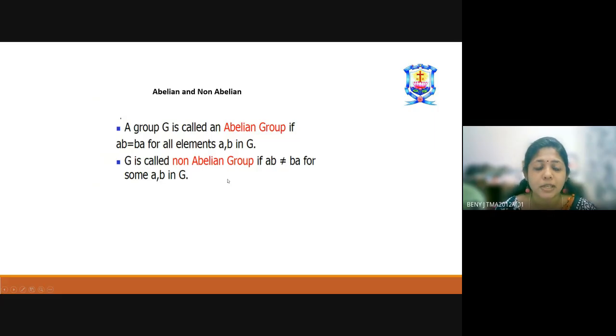Abelian and non-abelian. A group G is said to be abelian if it satisfies the condition that AB equals BA for all elements A, B belonging to G. This is for multiplication. If it is under addition, then A plus B equals B plus A. If non-abelian, then AB is not equal to BA, and A plus B is not equal to B plus A.